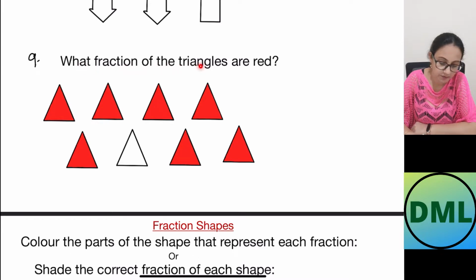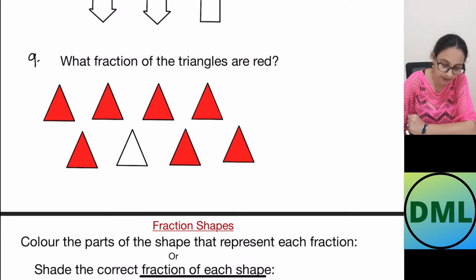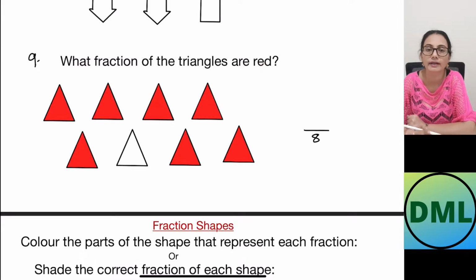What fractions of the triangles are red? So first I will count how many figures I have. I have 1, 2, 3, 4, 5, 6, 7, 8 figures. So I will write down 8 in the denominator. Now I will look for red triangles. How many red triangles do I have? Let's count it. We have 1, 2, 3, 4, 5, 6, 7.